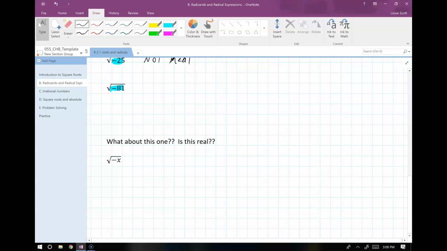No, because the negative's on the inside. Right? But what if x equals negative 5? Yes. Right? And so it depends on x. It was a total trick question. I'm sorry, Joey. I threw you under the bus. No, thank you for responding to that. But basically, if it's a variable under there, we can't really tell if it's real or not until we know what that variable is equal to.